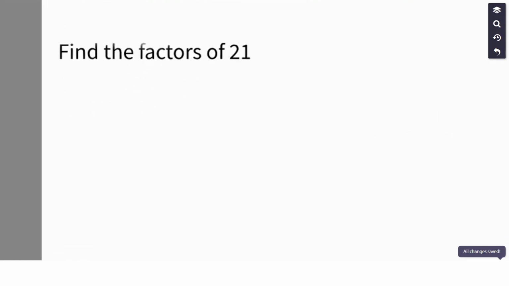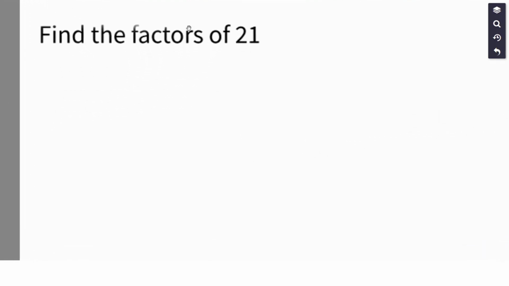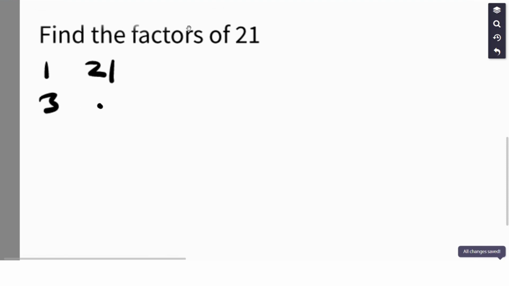Same concept to number 21. So then you have 1 and 21. Can you divide by 2? No. Can you divide by 3? Yes, you can. And you get 7. Can you divide it by 4? No. 5? No. 6? No. 7. Oh, you've reached 7 again, which means that the only factors of 21 are 1, 3, 7, and 21.